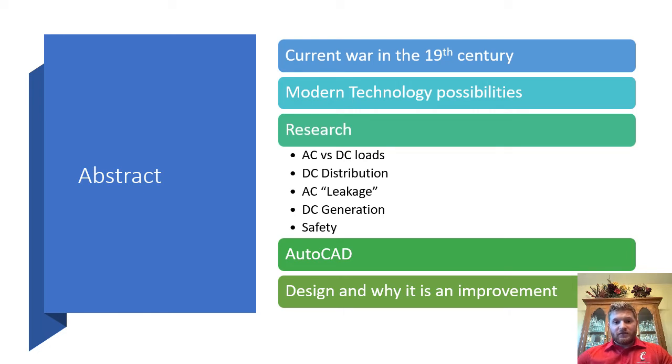The future of power distribution is DC, and through designing the DC system, I researched AC versus DC loads, DC distribution, leakage in AC houses, DC generation, and safety advantages of the DC system over the AC system. In the design process, AutoCAD was very advantageous to show a 3D model of the newer DC home and of the generation that went along with it. Throughout the process of reading this design project, I have found a proper way to show the DC distributed home model and prove why it is an improvement over the AC system we have in place today.